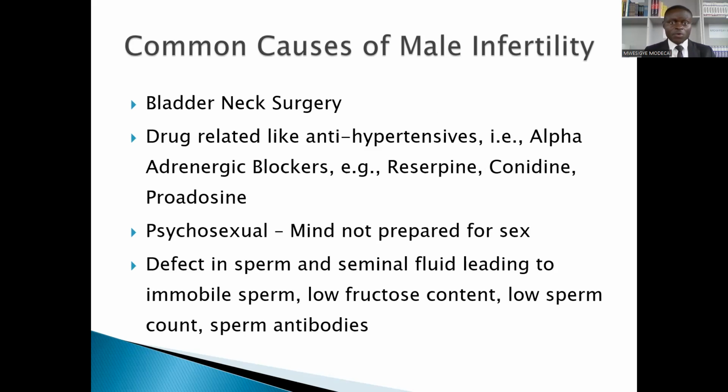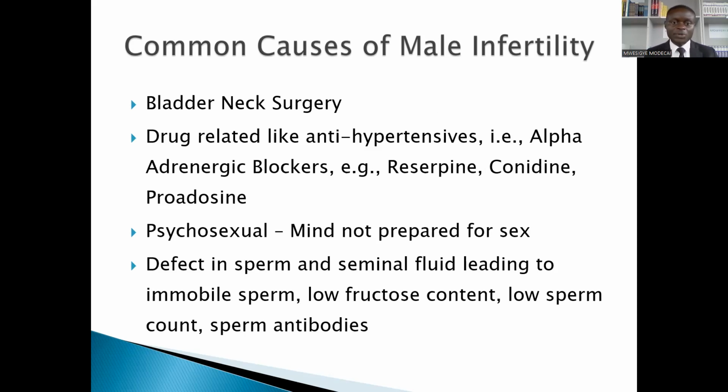So other causes you can talk of bladder neck surgery. Any person who has undergone surgery, especially of the bladder, can have the urethra injured and sometimes sutured, hence blocking the pathway for sperms. We can talk of drugs like hypertensives. Most of them have negative effects on the reproductive system of the male.